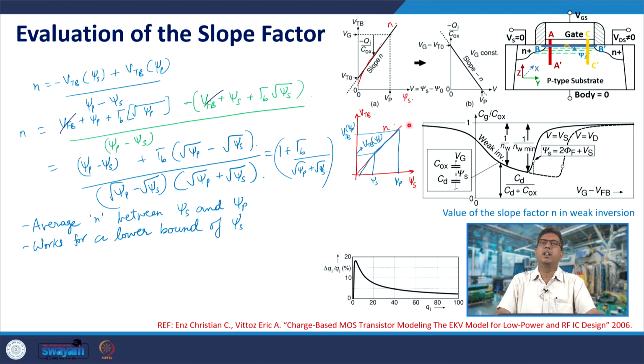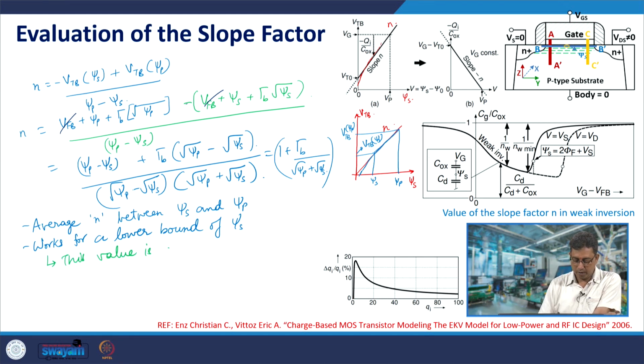Now, where can you find an application of this kind? Suppose you are operating the device in linear regime. In that case there is inversion from source to drain. Suppose you are operating it in saturation regime, then there is inversion at the source edge of the channel. Here, because you are operating in saturation regime, there is pinch off. So here, you would be moving from a value chi s to nearly a value chi p, pinch off. Therefore, you would be interested in this average slope. So different ways of extracting the slope factor would be valid for different regions of operation of the device. So this value is more appropriate for saturation mode.